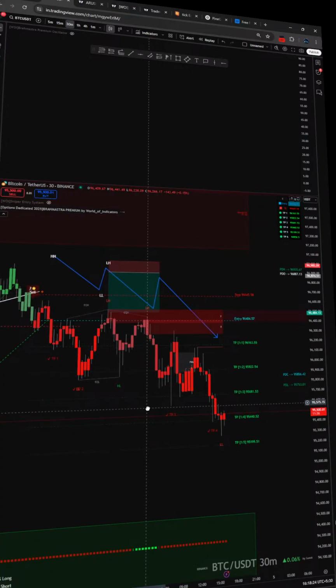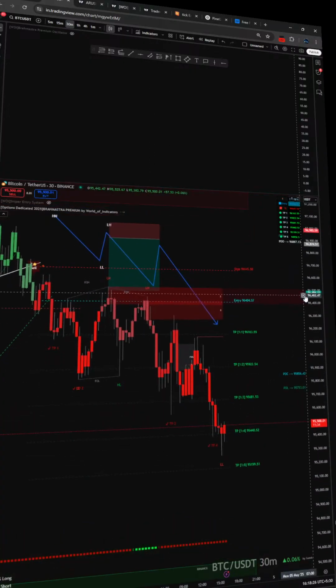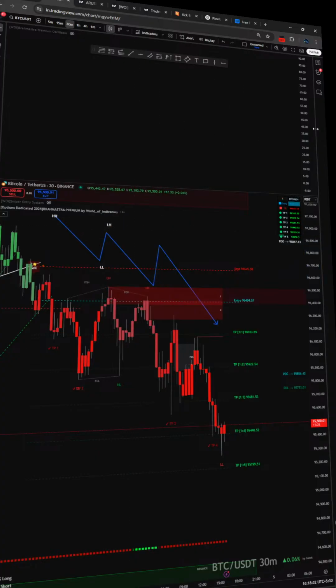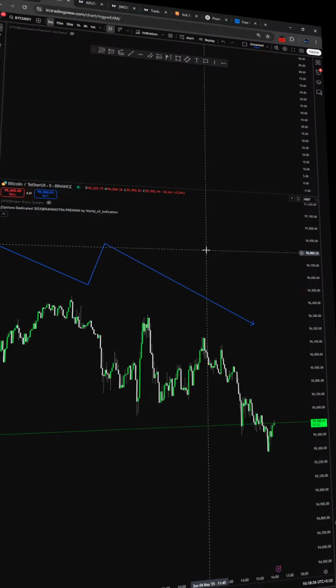This is a 30-minute time frame. You can trade it on a lower time frame as well. Let me remove this. Let me switch to the 5-minute chart and let's see what's going on.